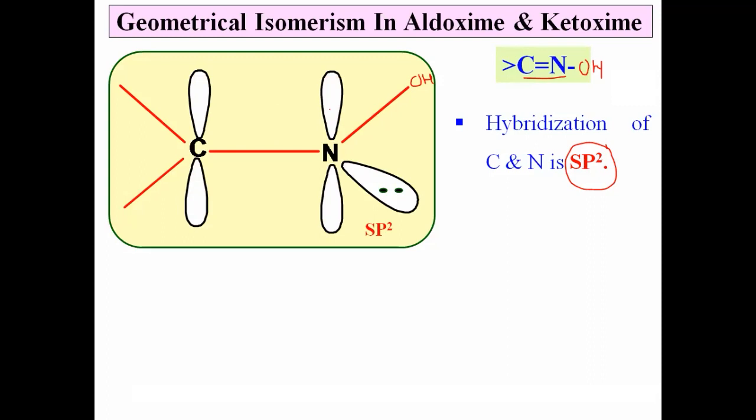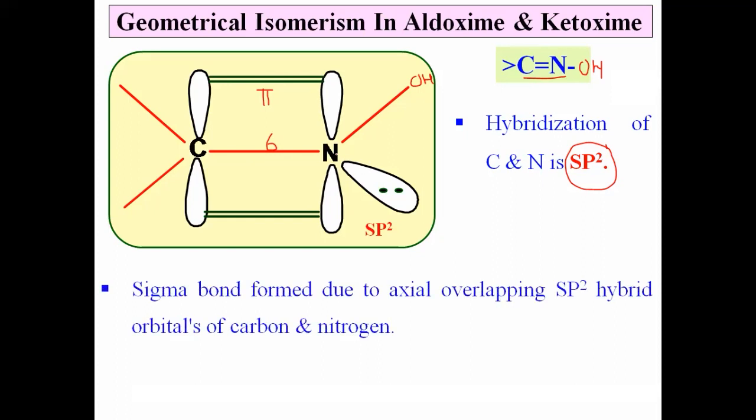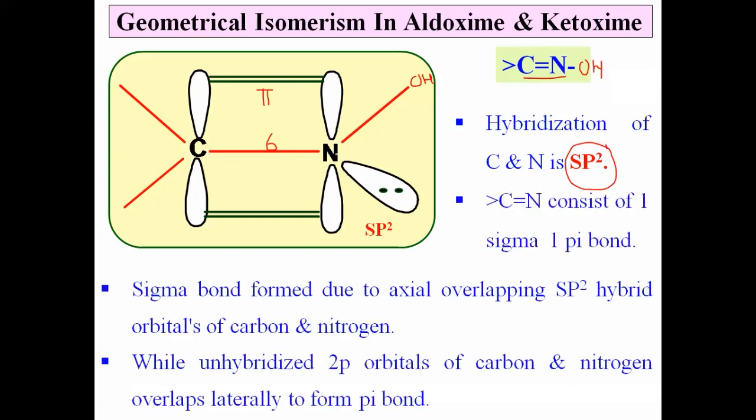Now that unhybridized orbital of carbon and nitrogen overlap laterally with each other, and there is the formation of a pi bond. This is the pi bond which is formed between carbon and nitrogen, while this one is the sigma bond which is formed between carbon and nitrogen. And thus in between carbon and nitrogen there is one sigma bond and one pi bond.